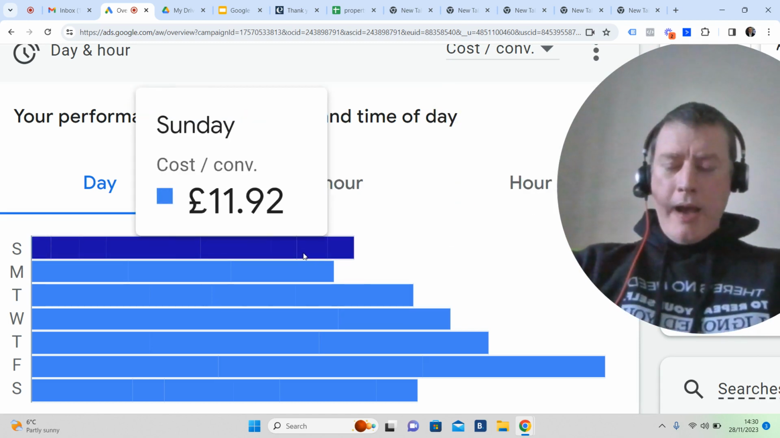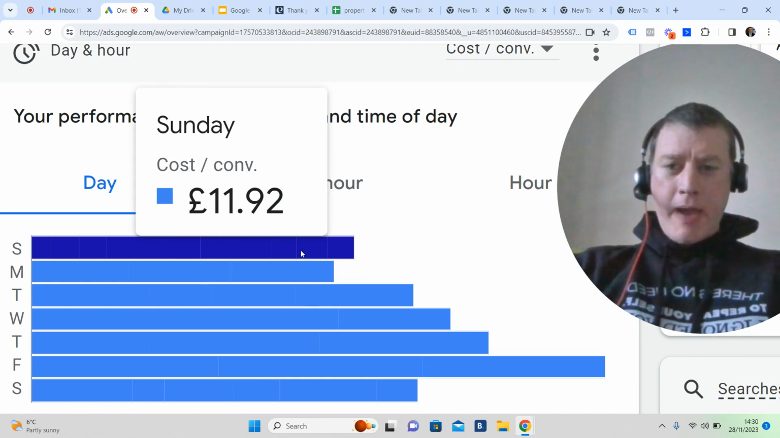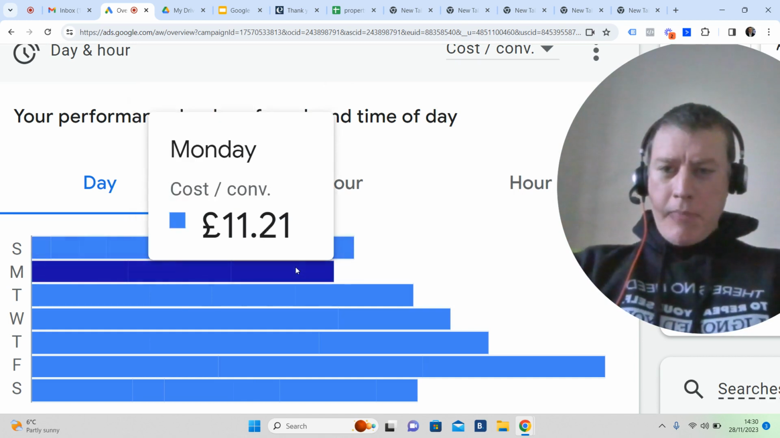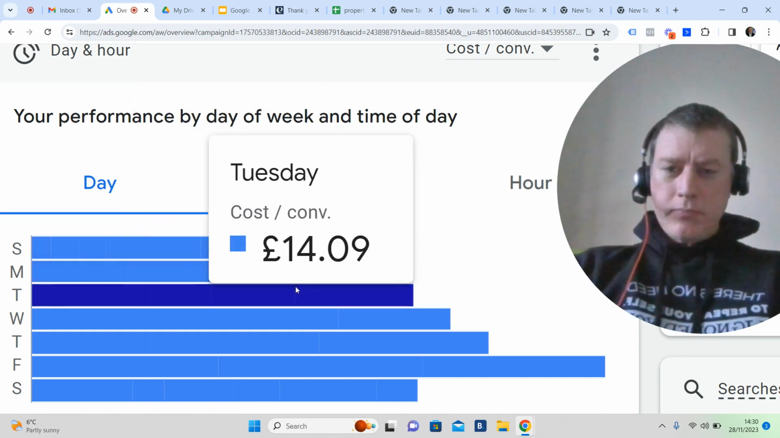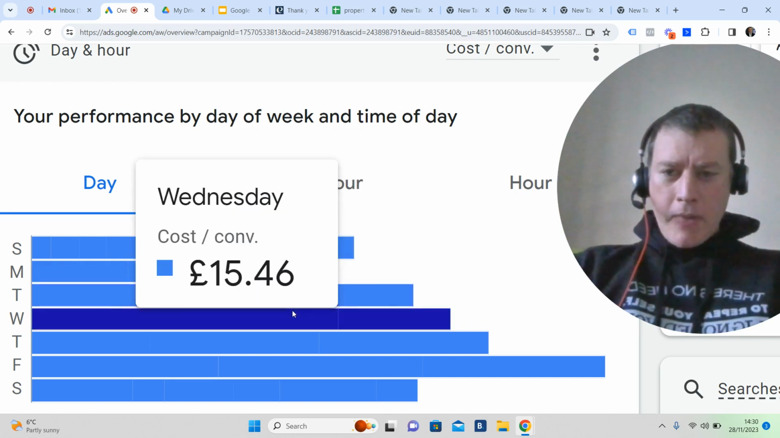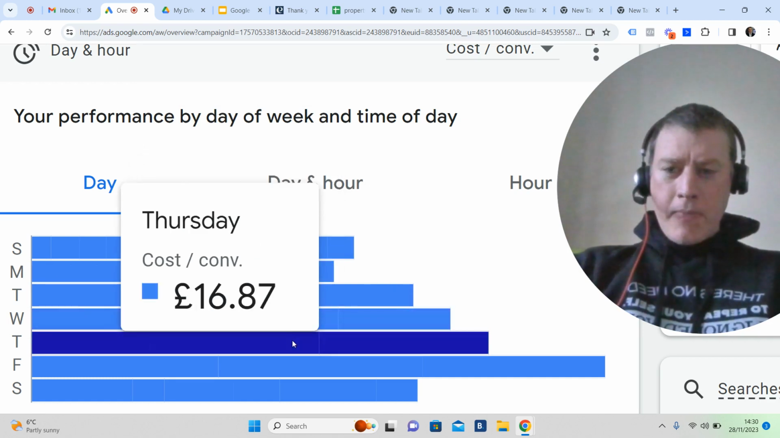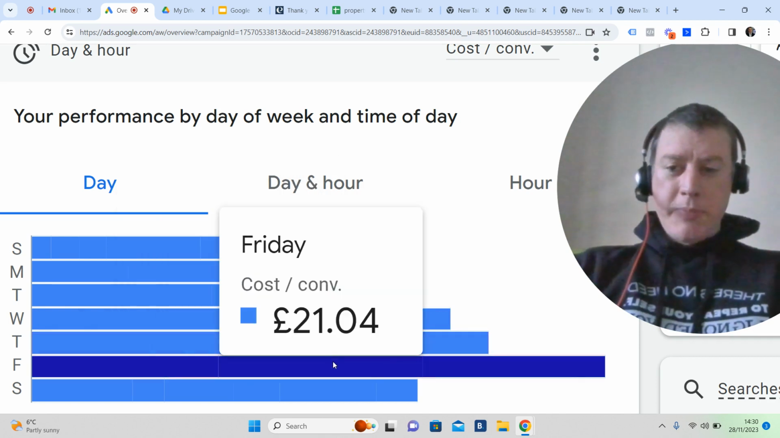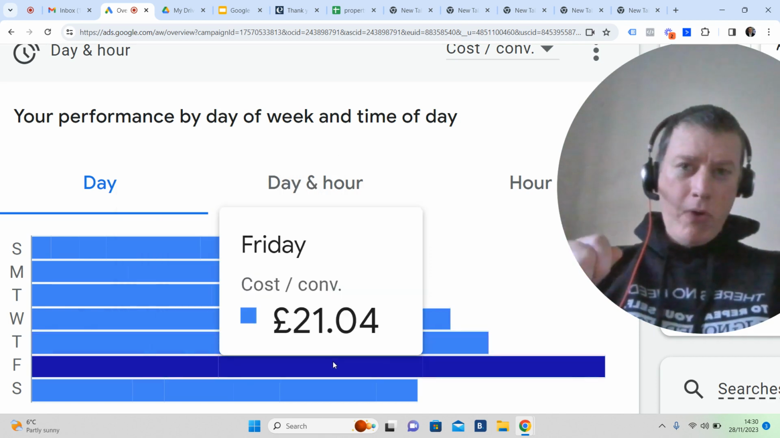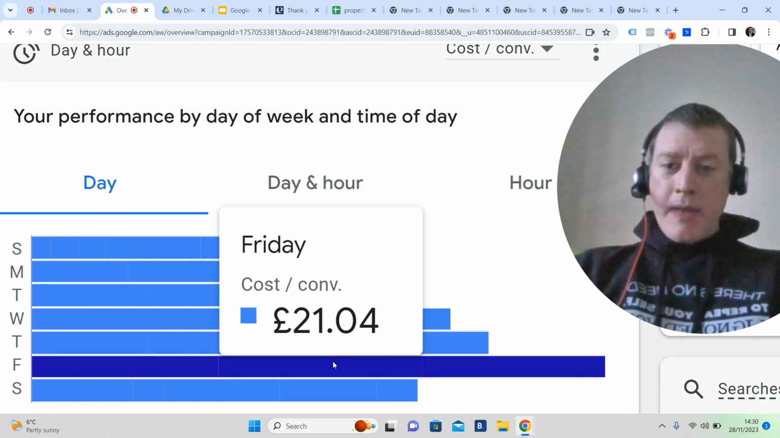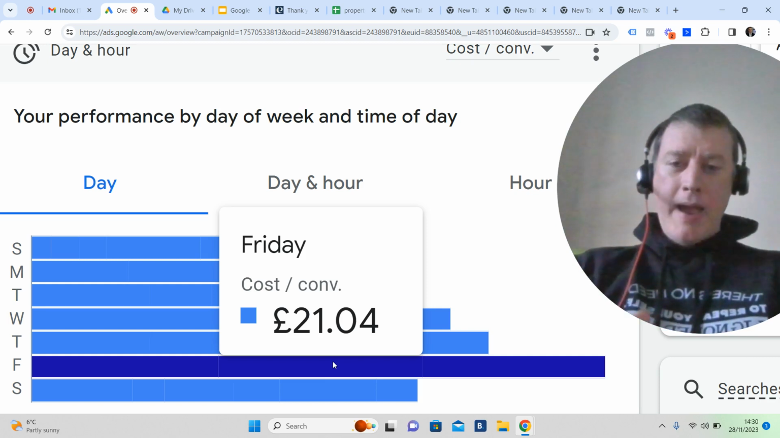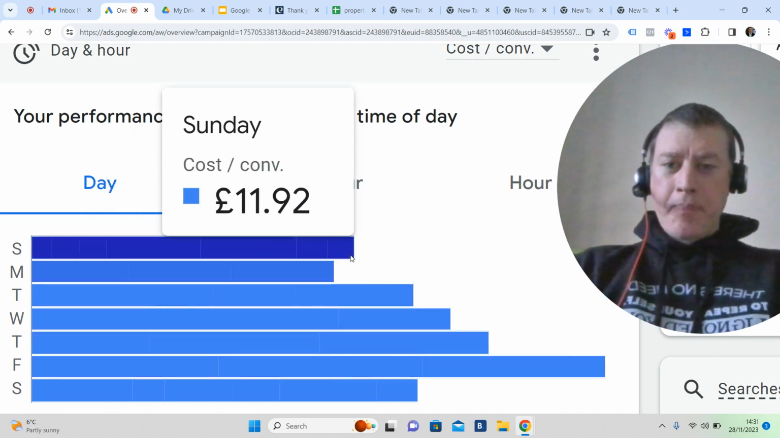As you can see, over the last 90 days, Sunday leads are coming in at £11.92. Monday leads £11.21. Then the competition kicks in: £14.09 on Tuesday, £15.46 on Wednesday, 16. So it increases. And on Friday, it got to about 40 quid a lead, which we've had to cap. So we've got a cap on Friday. We still advertise on Fridays, but we don't bid any more than what it's costing us.